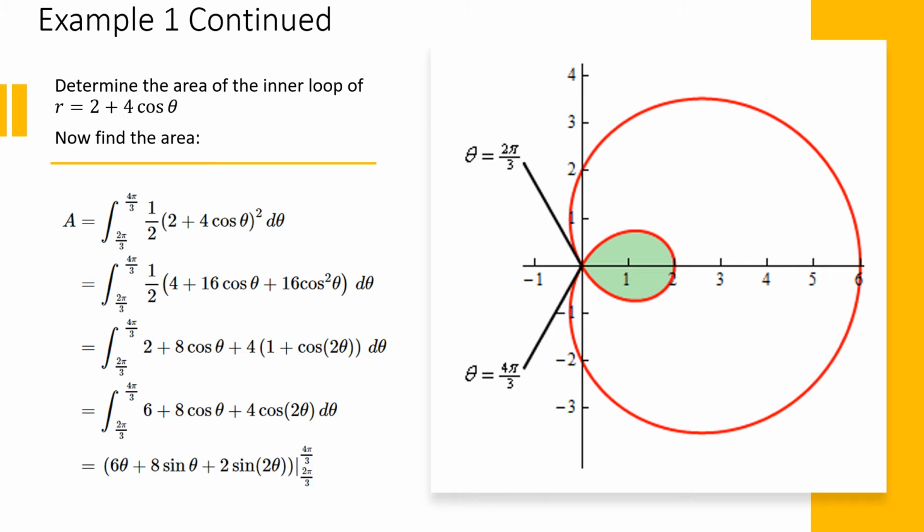And now when I integrate, I get 6 theta plus 8 sine theta plus 2 sine 2 theta from 2 pi over 3 to 4 pi over 3. When I plug in my bounds, I get 4 pi minus 6 root 3, which approximately equals 2.174.